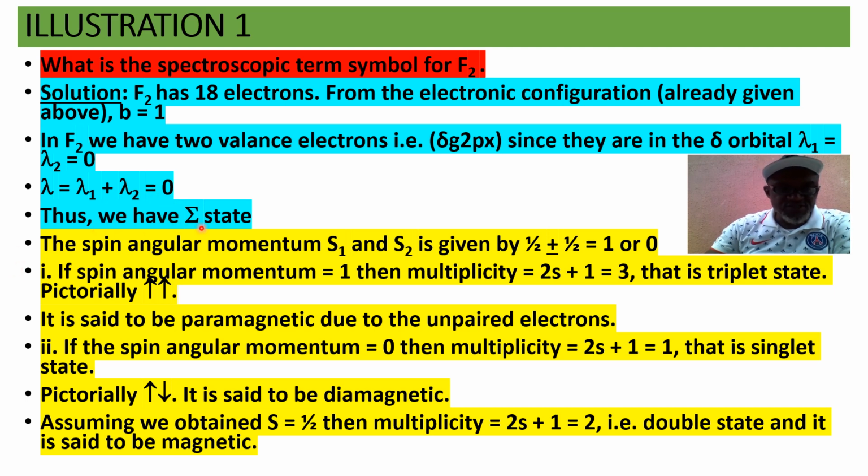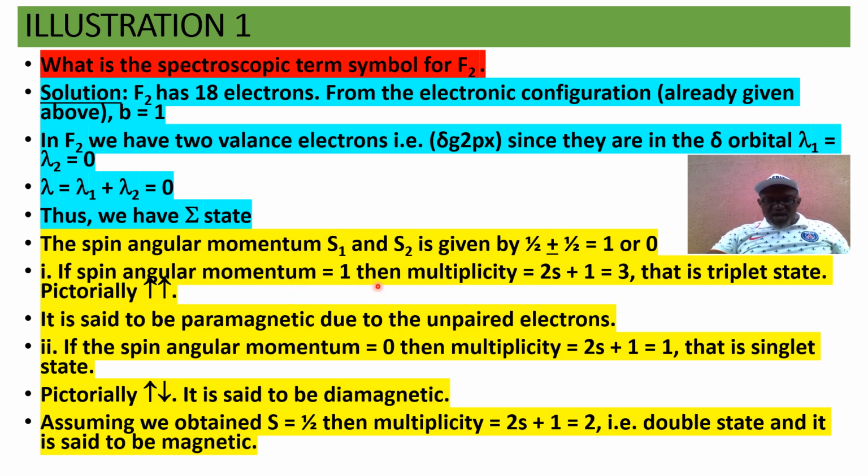This gives us summation states. Remember, we said if lambda is equal to 0, then this is the state. The spin angular momentum S1 and S2 is given by half plus or minus half, which is equal to 1 or 0. So we're having two options here, 1 and 0.